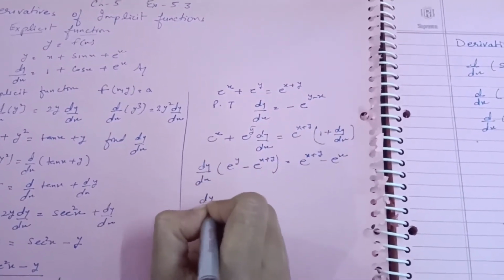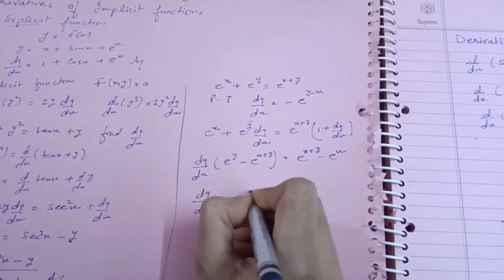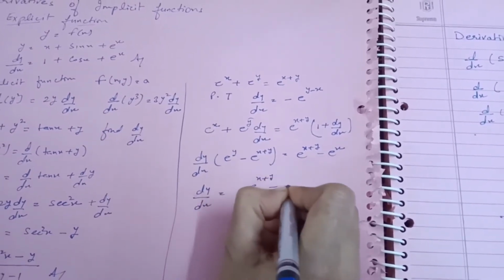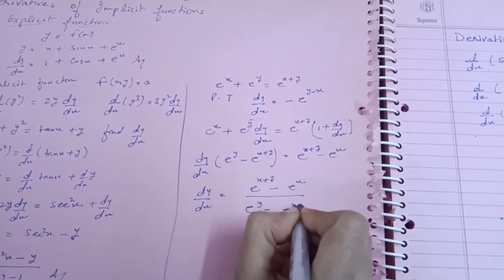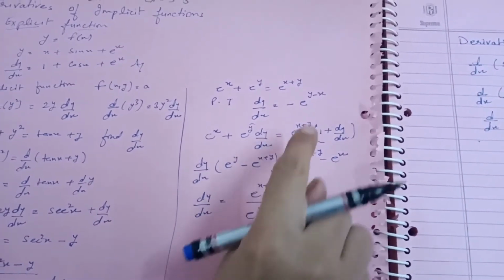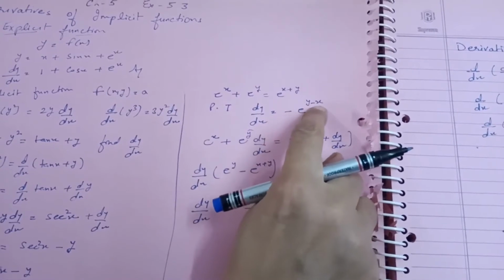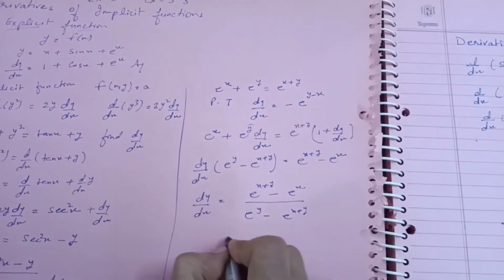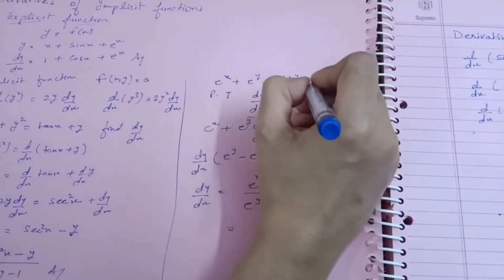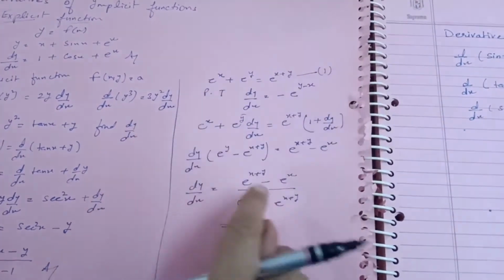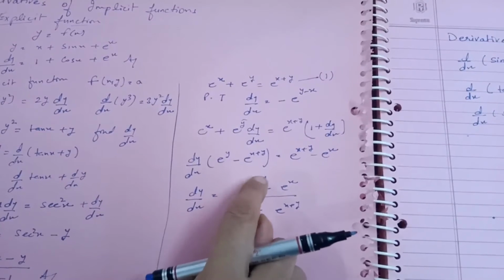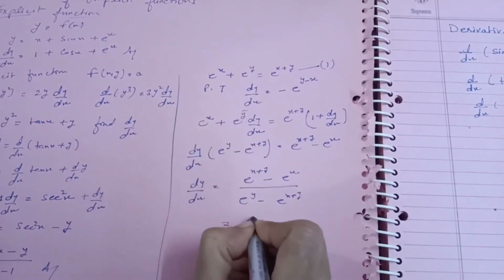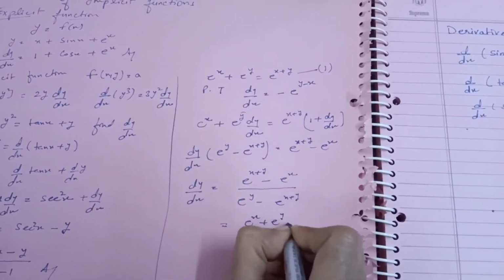Now what is dy/dx coming to? It's coming as (e^(x+y) - e^x) / (e^y - e^(x+y)). But what do I need to prove? I need to prove -e^(y-x). It's not coming here, so I need to use the function that is given. See the equation first: e^(x+y) can be written as e^x + e^y. So instead of e^(x+y), what will I write? e^x + e^y - e^x.